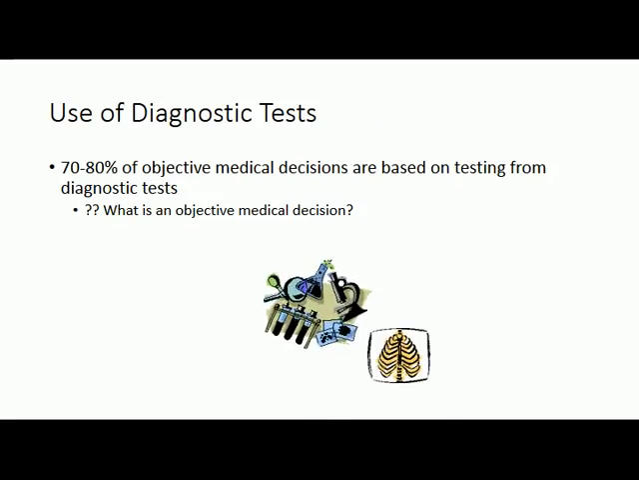We tend to say that 70 to 80% of objective medical decisions are based on testing from diagnostic tests. And objective medical decisions are those that are made based on data versus subjective things such as a physical exam or symptoms.